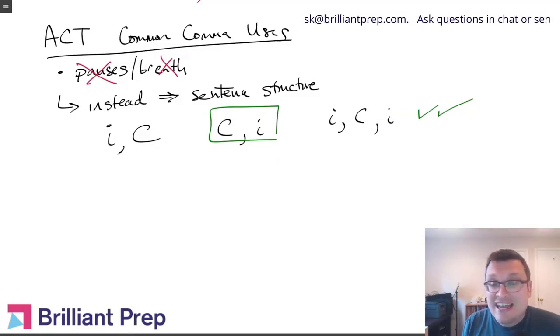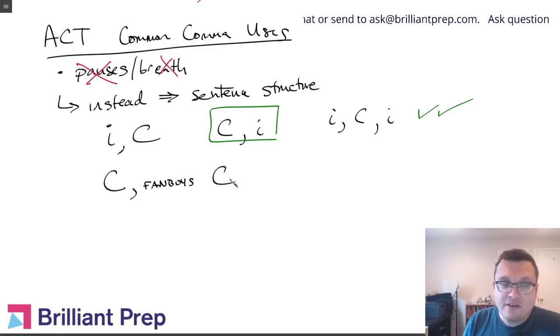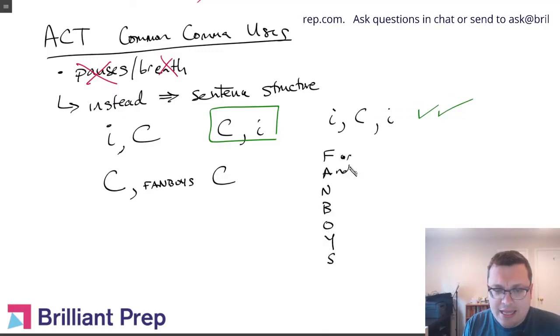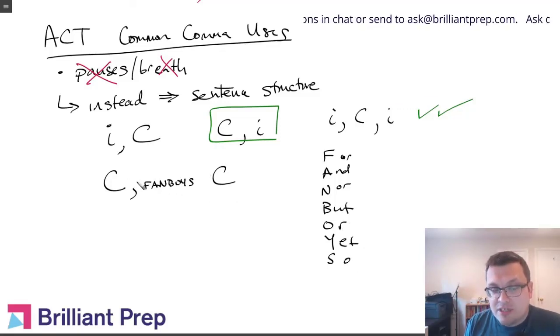Second common use is to connect complete sentences, but you need to use a conjunction, a fanboys conjunction. So complete, comma, fanboys conjunction, complete, that is another legal use. And so our fanboys conjunctions, FANBOYS stands for for, and, nor, but, or, yet, so. In order to connect two complete sentences, I have to use a comma with one of those fanboys.